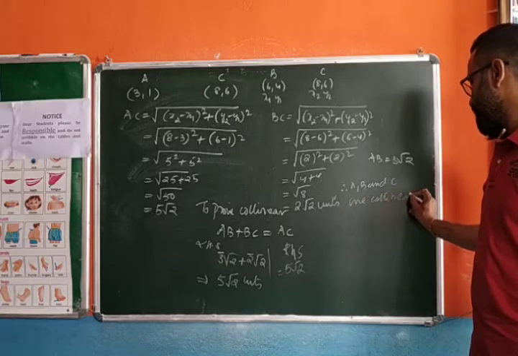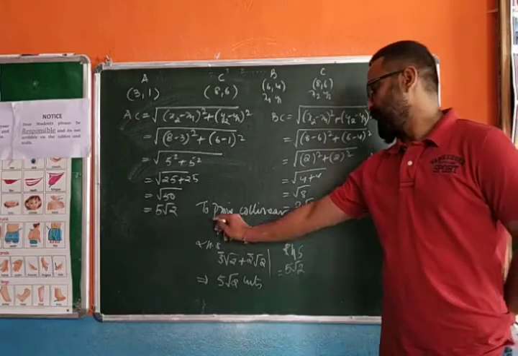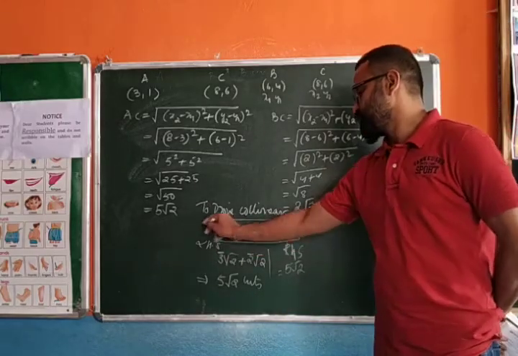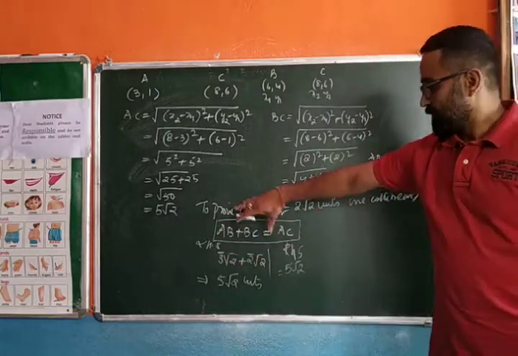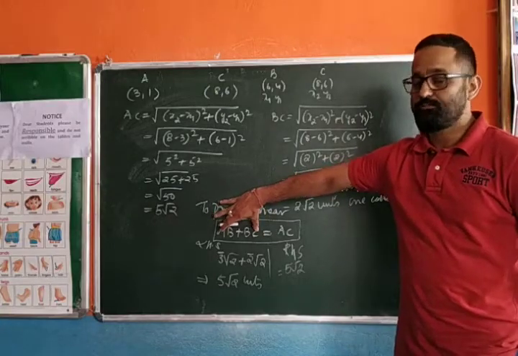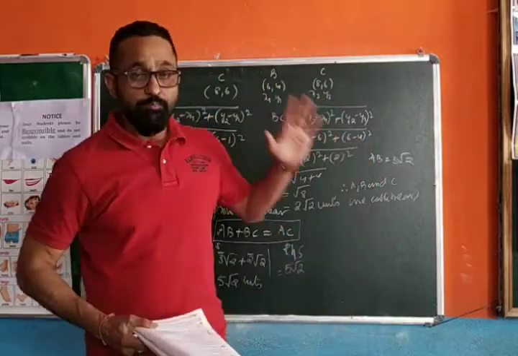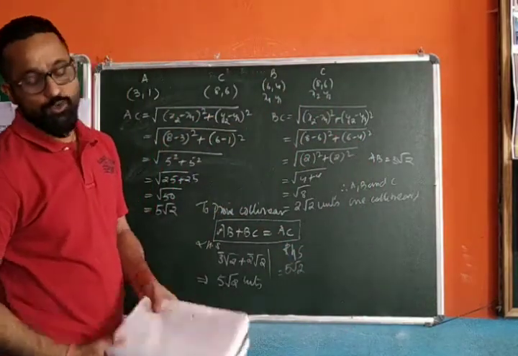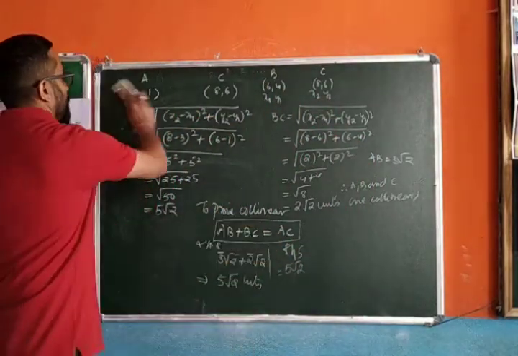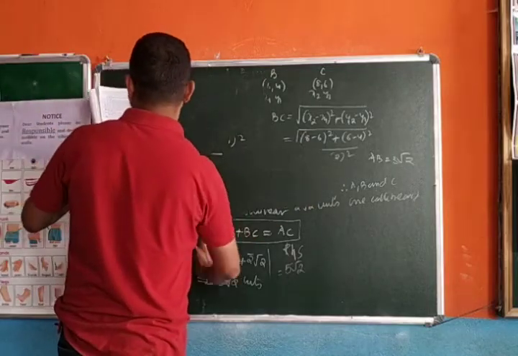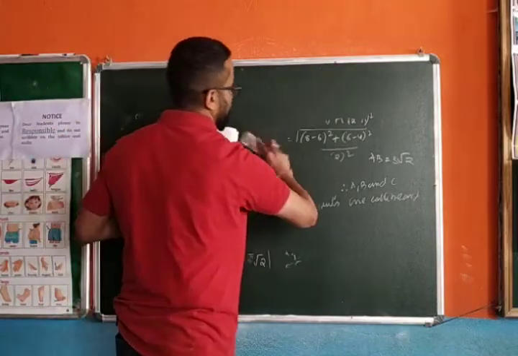Remember this condition to prove collinear. AB plus BC is equals to AC. Addition of these two lengths must be equal to AC. So important calculation for collinear. Look at question number 15 now.